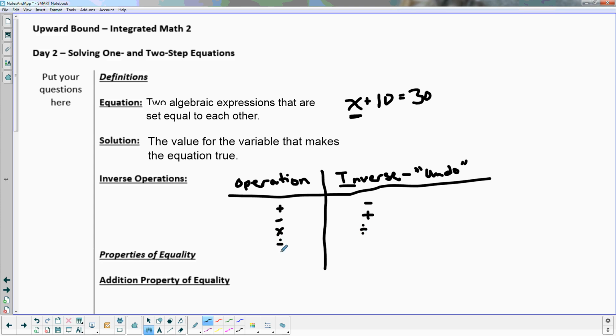And division with multiplication. Some other things that I talked about in class, if we were looking at squaring something, so I'm just using x as a placeholder variable here, the way I would undo that would be to take the square root. And likewise, this goes the other direction also. If I have the square root of something, I can undo that by squaring it. That same process can go on and on with different powers and different power roots as well.